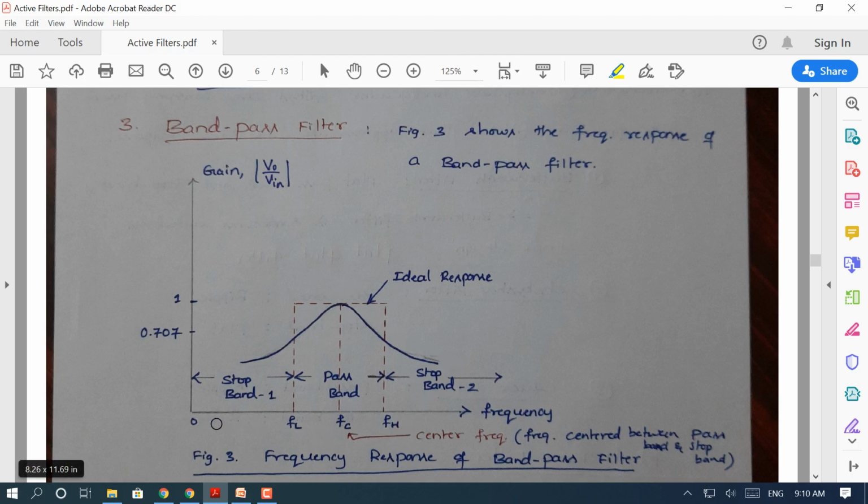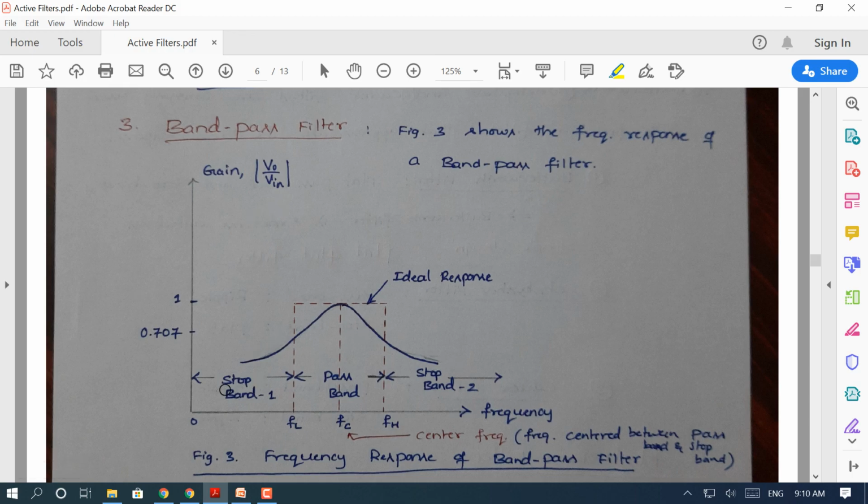Again, the frequencies are taken along the x-axis. Gain is plotted along the y-axis. Gain is output voltage versus input voltage. We can also express this in decibels by converting V0 by V into 20 log of V0 by V. So this is the band pass filter frequency response.